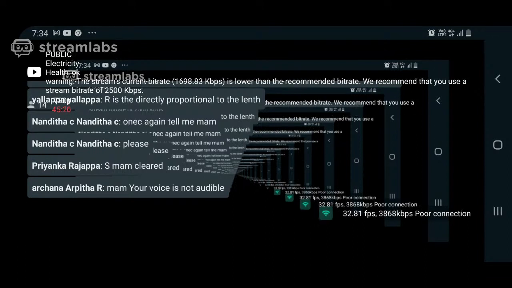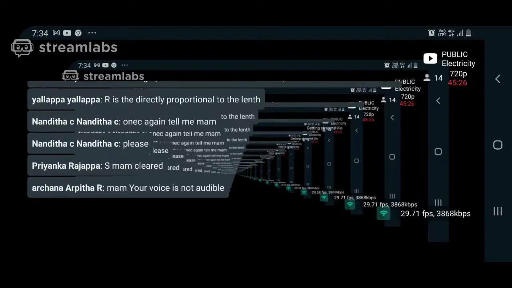Now, all these 3 questions are completely related to resistivity. Tungsten has high resistivity, copper has less resistivity, and alloys have more resistivity than the metals. Okay, all these 3 questions depend on resistivity.